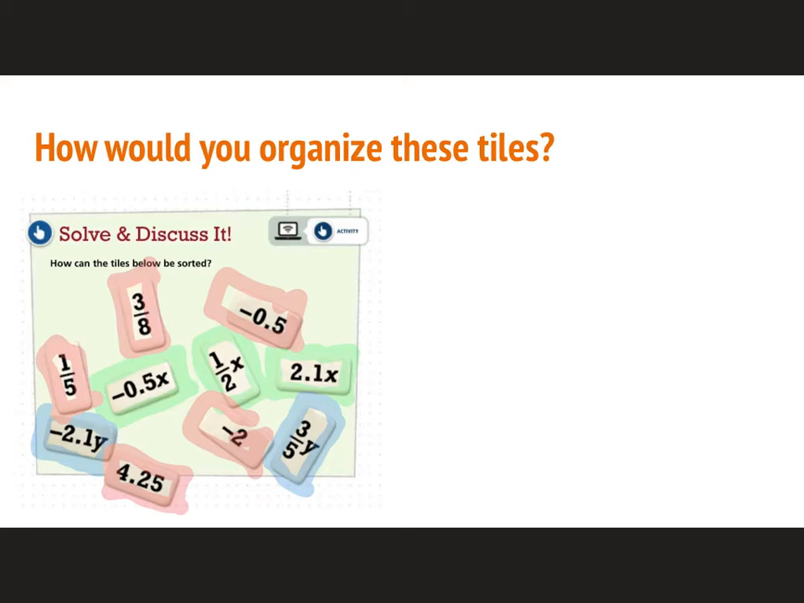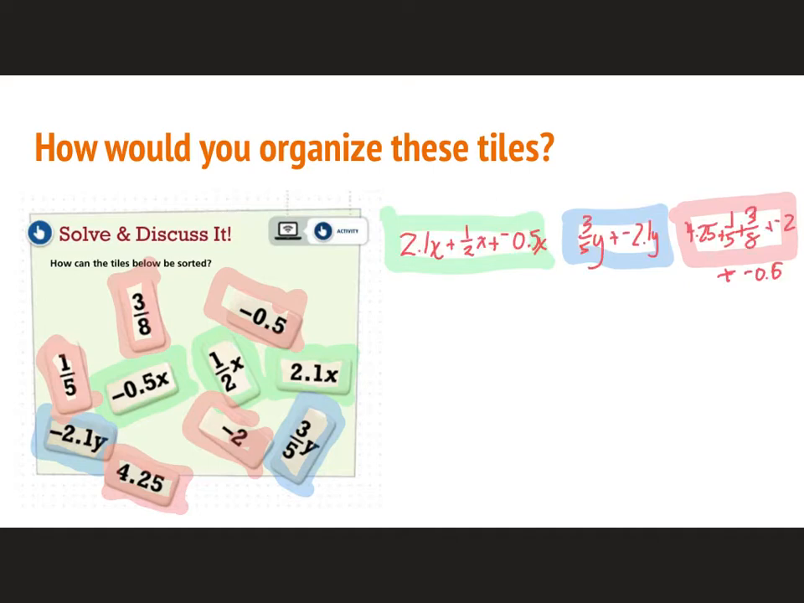So if I sorted them and put all of the ones with X's together and all the ones with Y's together, and then all the ones that have just numbers and no letters in them, it would look something like this. I know that's kind of messy, but I have all the X's together here, all the Y's together over here, and then all the constants together over here in a big mess that's illegible. But anyway, that's one way to sort them.